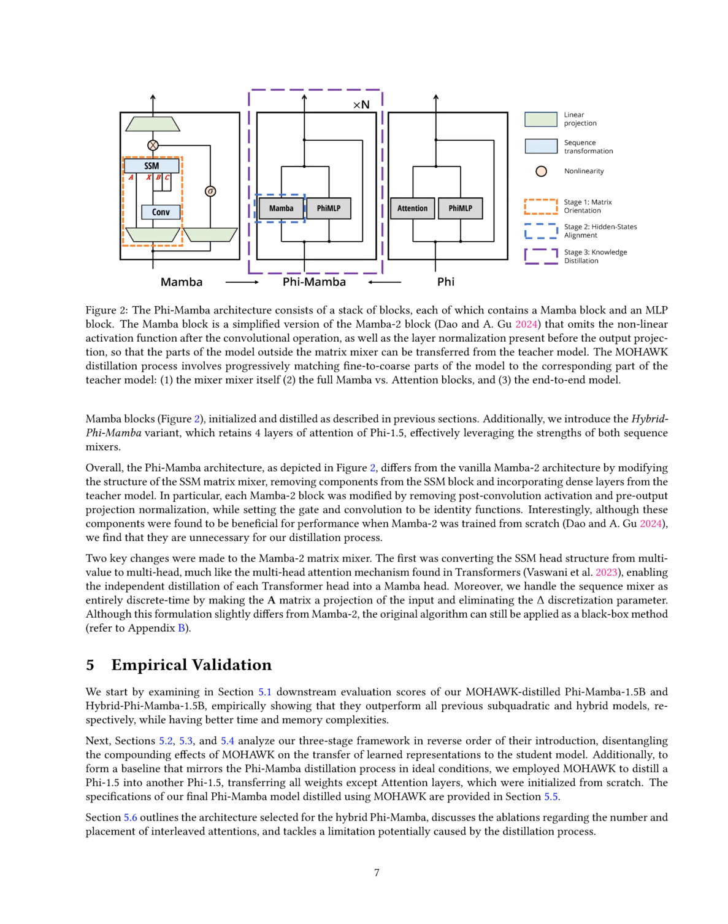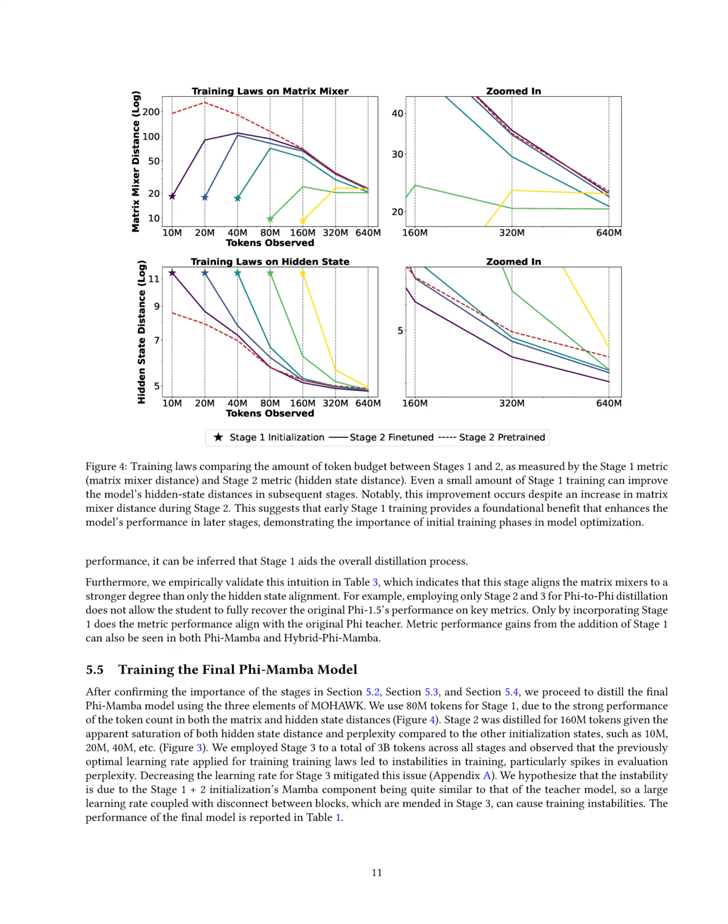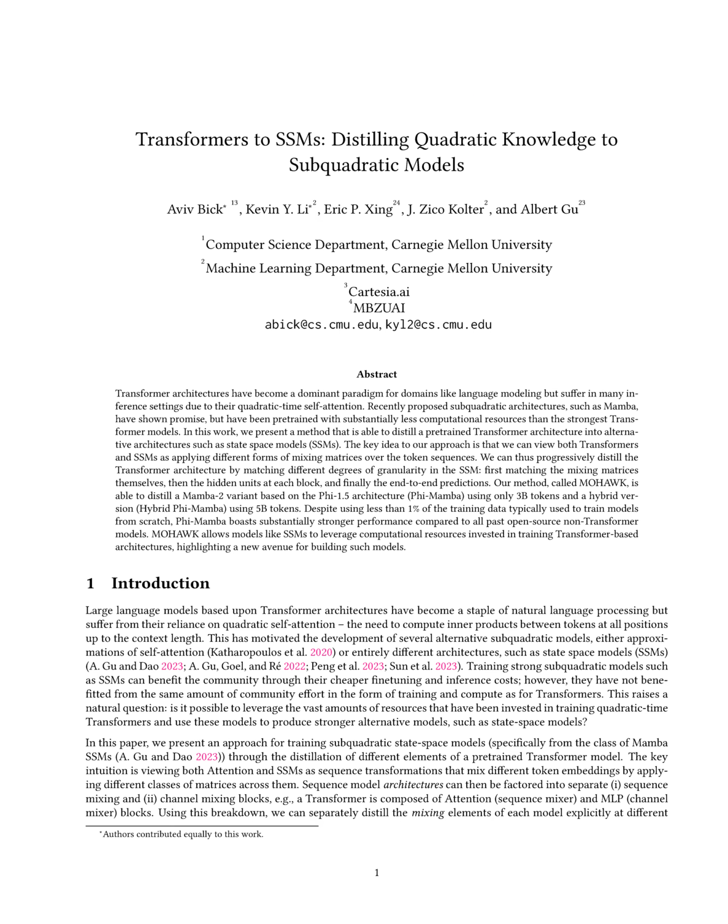Additionally, the method allows for the retention of learned representations from the teacher model, which is crucial for maintaining performance while reducing the number of parameters and training costs. Empirical results show that the MOHAWK method leads to better downstream performance and lower hidden state distances, indicating a more effective learning process compared to traditional methods that often rely solely on end-to-end distillation. Overall, MOHAWK not only enhances the performance of subquadratic models, but also makes them more accessible for practical applications by reducing the computational burden associated with training.